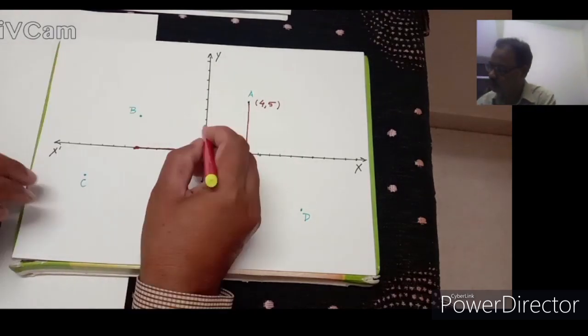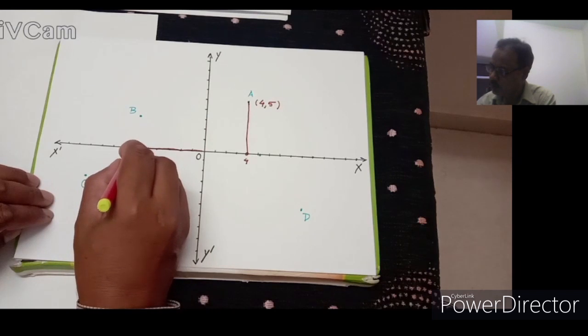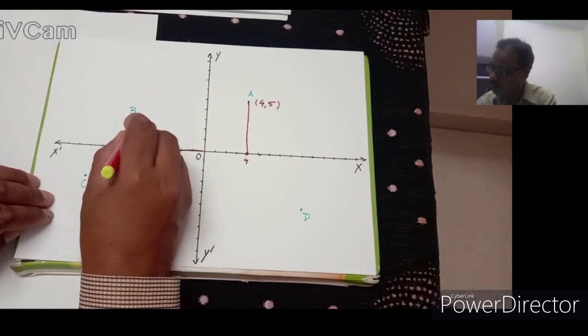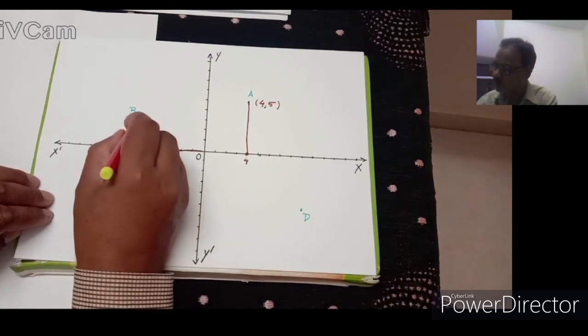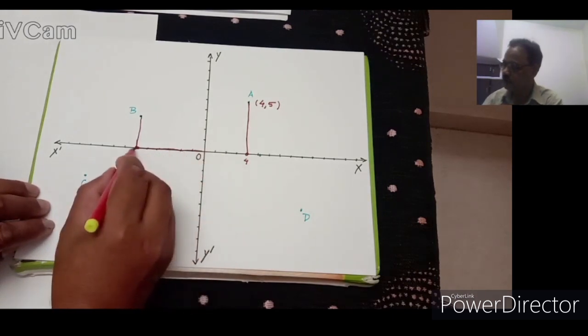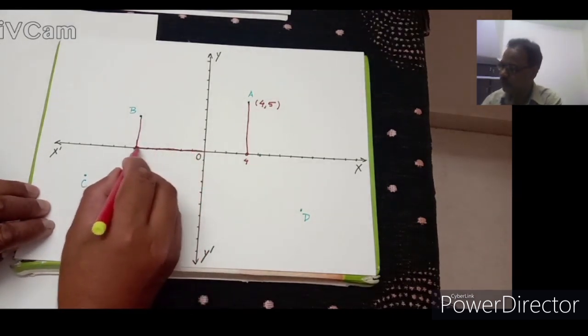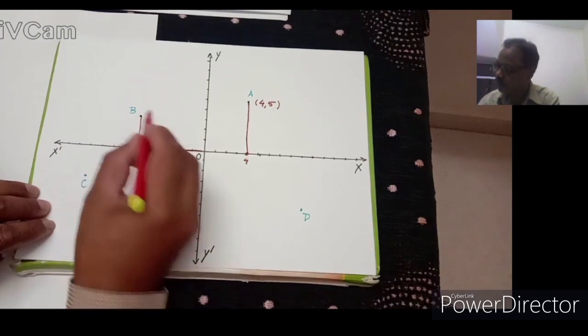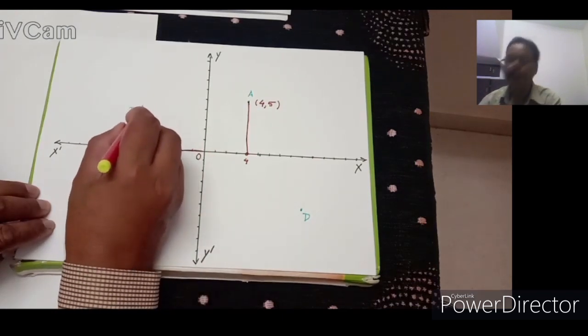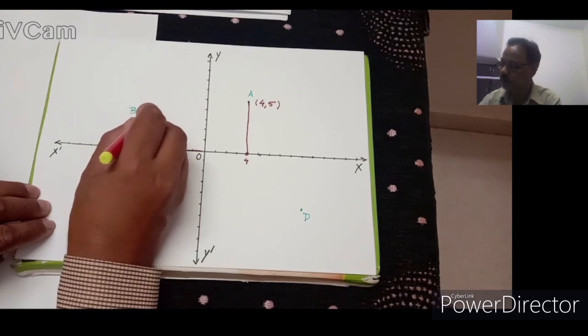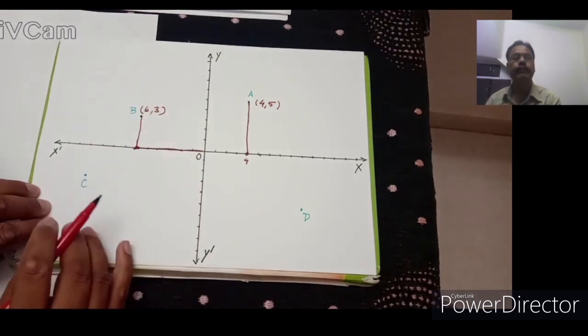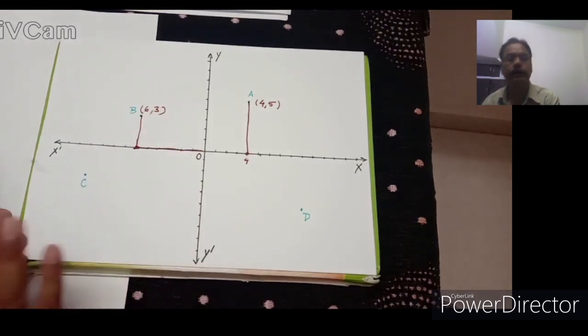1, 2, 3. 3 units we are moving towards the positive side of the y-axis. This is 3 units. This is 6 units. 1, 2, 3, 4, 5, 6, and this is 3 units. So the coordinate of point B will be 6, 3. So we have found the coordinate of point B.